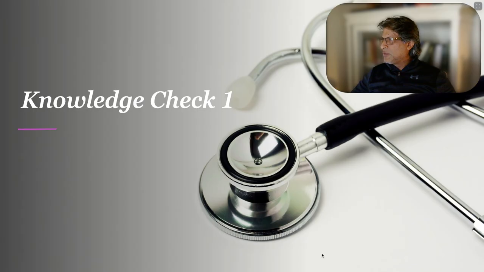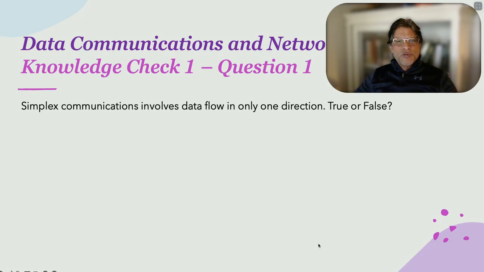Today we'll go through the knowledge check 1 for data communications and networks. So the first question we have here is: simplex communication involves data flow in only one direction. Is that true or false? I'll give you a moment to think about it. And the answer is true, right? Simplex communication involves data flow only in one direction.